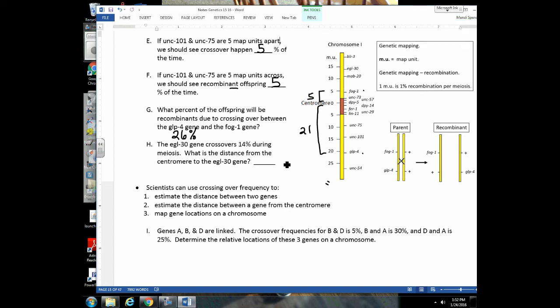H says the EGL gene crosses over 14% during meiosis. This is just another way to say it. I'm just trying to expose you to the different ways that they can say this or ask these questions. So the distance for this gene from the centromere is going to be 14 map units.